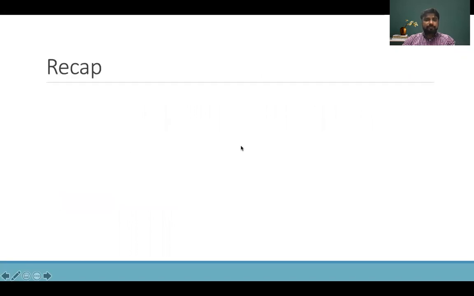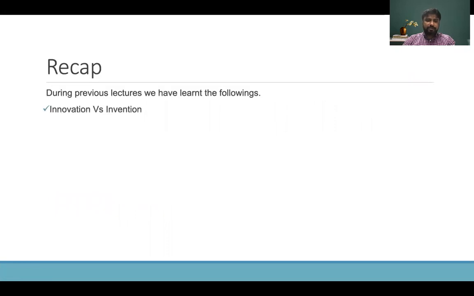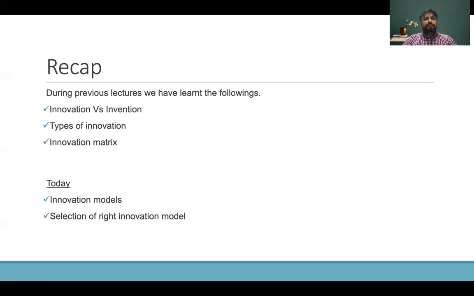We will start with a recap from the previous lectures that we learned. We learned what is innovation and what is the difference between innovation and invention, the types of innovation and innovation metrics. And today we will learn different models of innovation and how we can select the right innovation model for our organization.